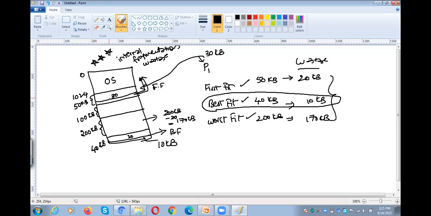What is internal fragmentation? Within the partition, if we keep one process, the remaining unused partition is called an internal fragmentation problem. If we keep a process of 30 KB into a 40 KB partition, internally within the block, 10 KB of memory will not be used by the process. That partition is wasted. So that problem is called internal fragmentation. Okay.